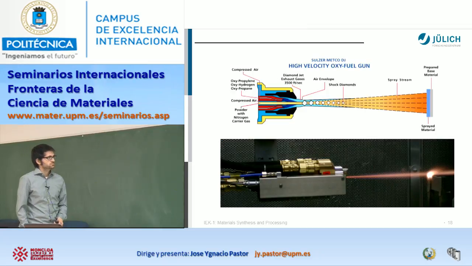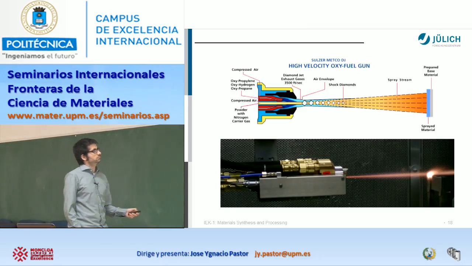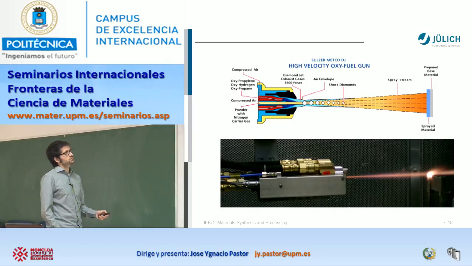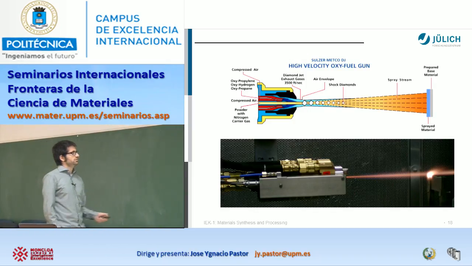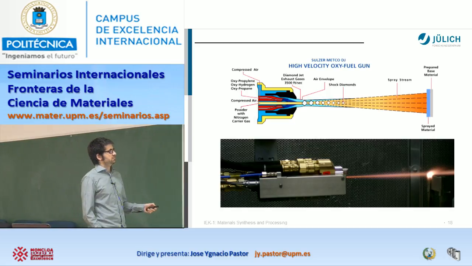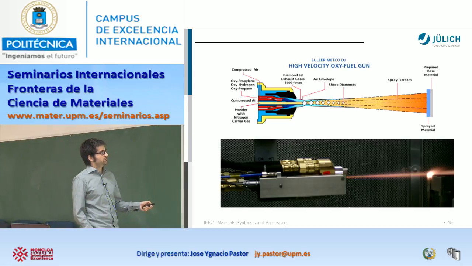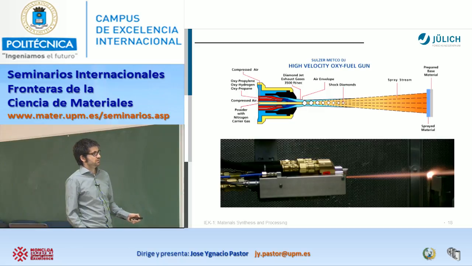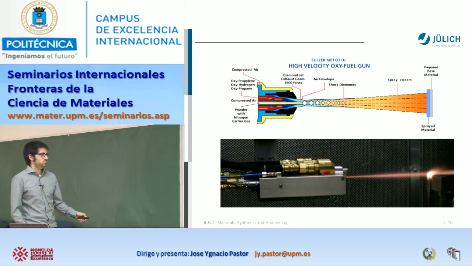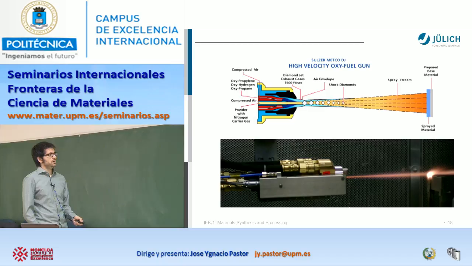Okay. And another gun, this high velocity fuel spray, for which we have these images thanks to this company. Mainly, again, you introduce your powder here with a carrier gas, and your components, in this case oxygen and propylene or different fuels. You inject and you start to melt your particles and they impact here. And here is one example of this kind of gun. Okay.